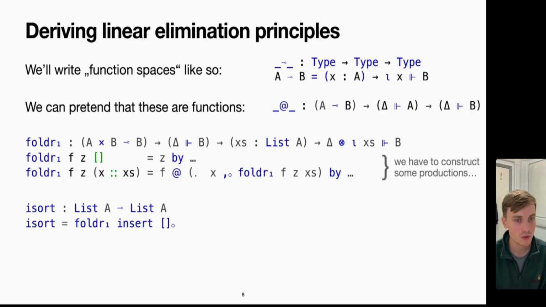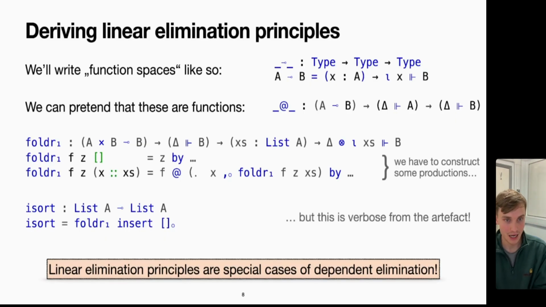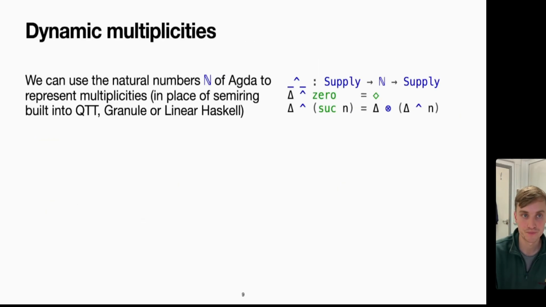But we can use this fold on functions such as a linear insert, and this gives us an insertion sort, which we know will not drop or duplicate any elements because it's in this linear system. And it's defined in exactly the way you would expect. It's just a fold of insert on the empty list, where again this is the empty list considered linearly. So we don't have to do any more work. So I think this is quite neat. And what is nice from a theoretical point of view is that we didn't have to think about data types linearly, because they can be treated linearly just by using dependent elimination.